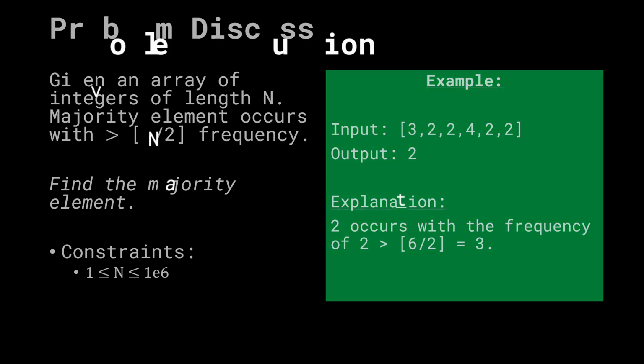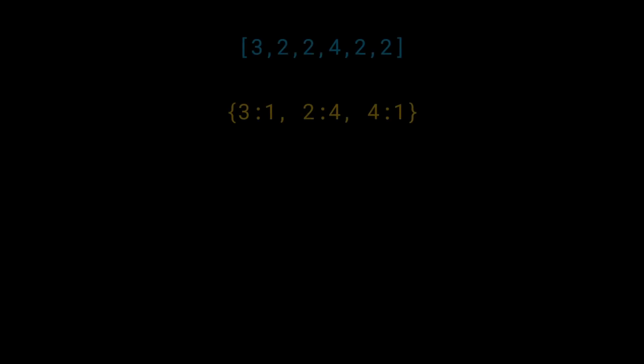Alright, so how can we get started with the solution to this problem? Well, let's talk about the naive solution. What is something that we can do right away? What we can do is create a frequency table. So we can say that 3 occurs with the frequency of 1, 2 occurs with the frequency of 4, and 4 occurs with the frequency of 1. Nothing special, right? We've just created frequencies corresponding to each element.